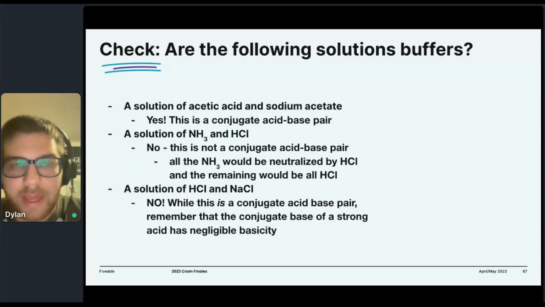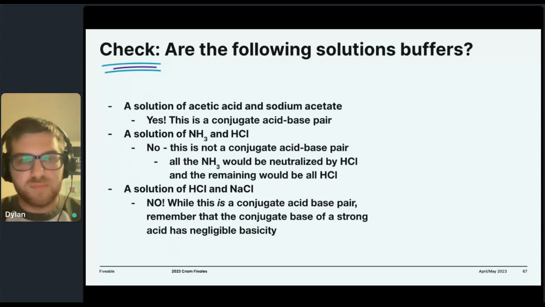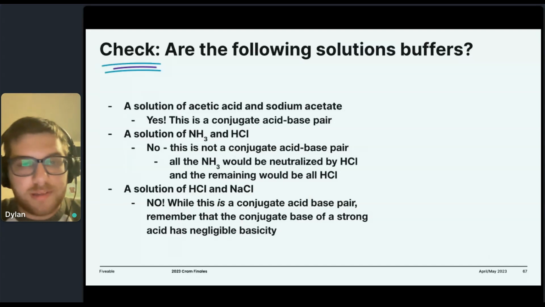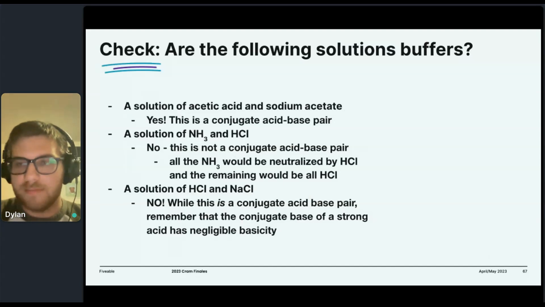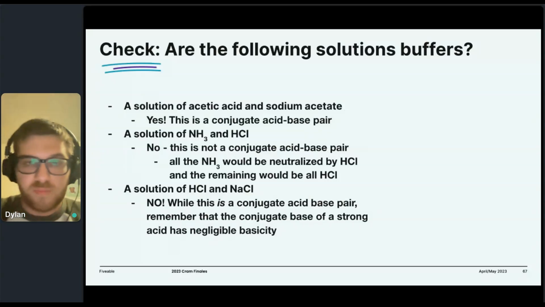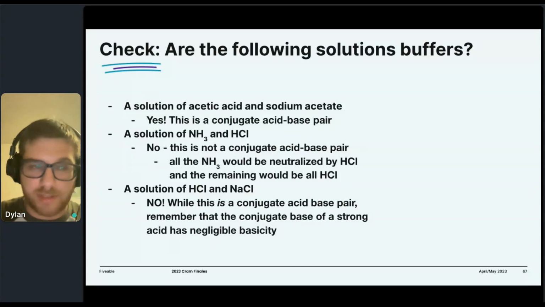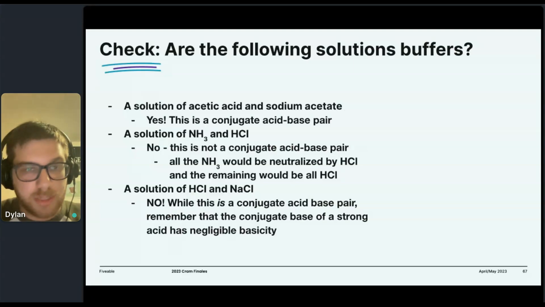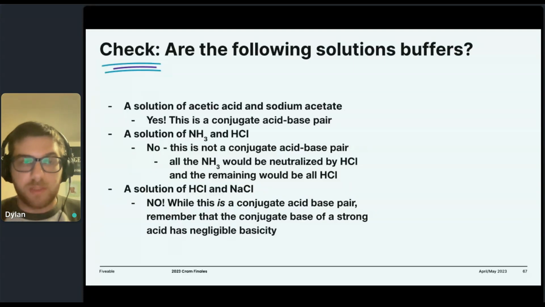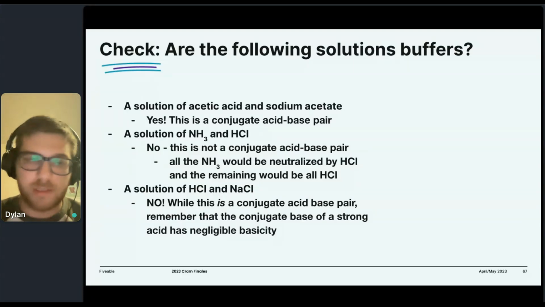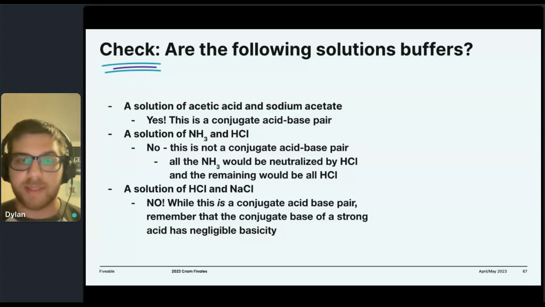Okay, so let's take a look at whether or not certain solutions are buffers, right? So a solution of acetic acid and sodium acetate. So this is a buffer, right? And that is because the acetic acid will provide the acid, and with sodium acetate, the sodium can be ignored here, it's a spectator. But the acetate ion, that's the conjugate base. We have a conjugate acid-base pair, therefore we have a buffer, right? These two species will reach equilibrium with each other, and eventually we'll have a solution where we can add a bit of acid and have that acid be eaten up by the acetate, or add a base and have that base be eaten up by the acetic acid.